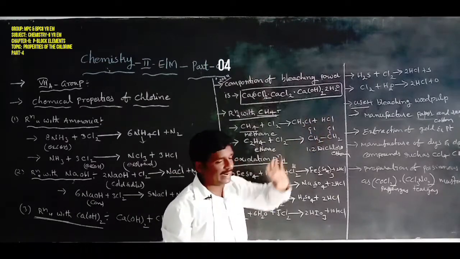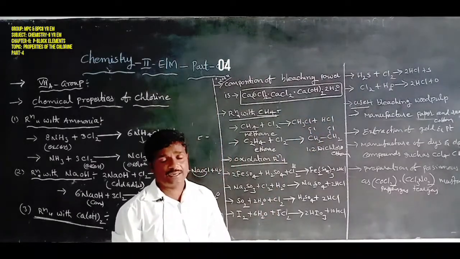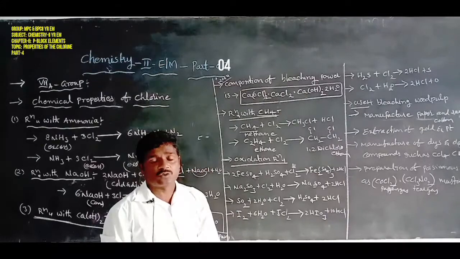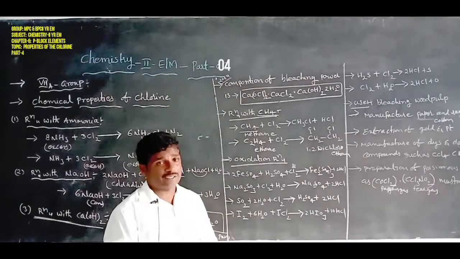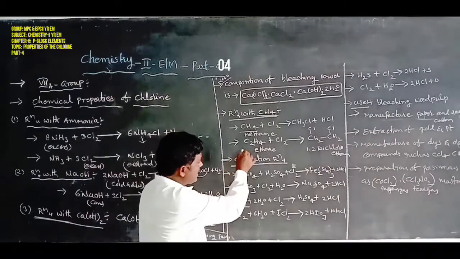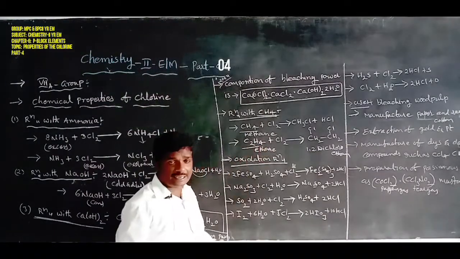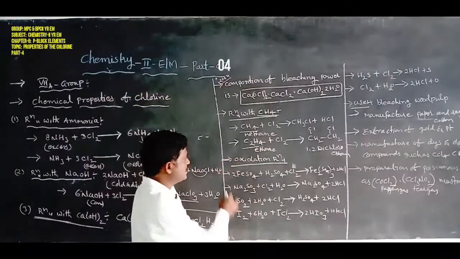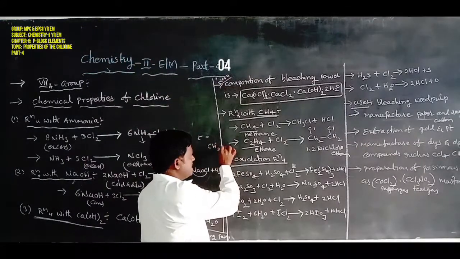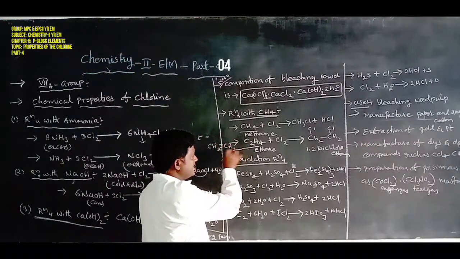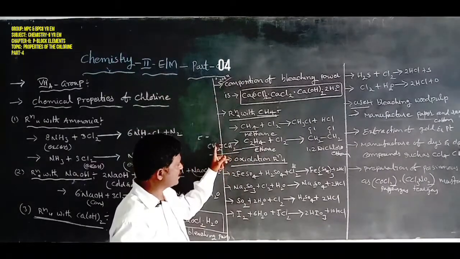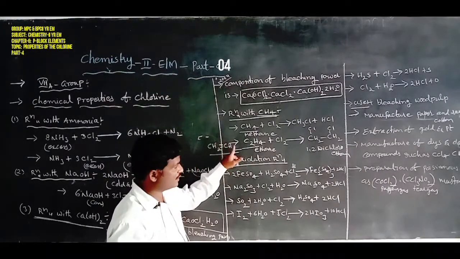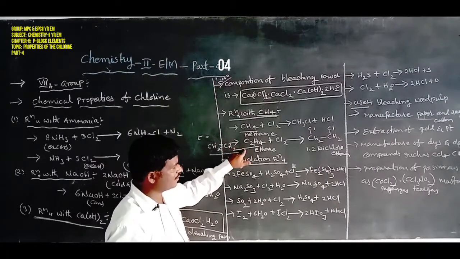Hydrochloric acid is also formed. That is the reaction of chlorine with methane, forming methyl chloride. Second one, the organic compound ethene. Ethene has the general formula C2H4, or CH2 double bond CH2. That is also known as ethene.